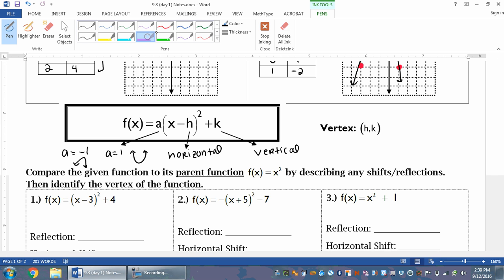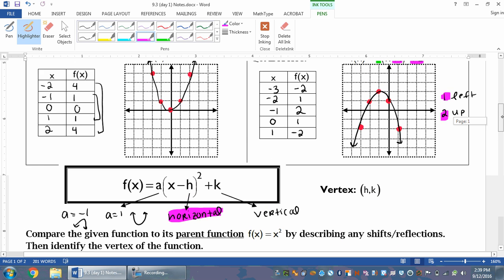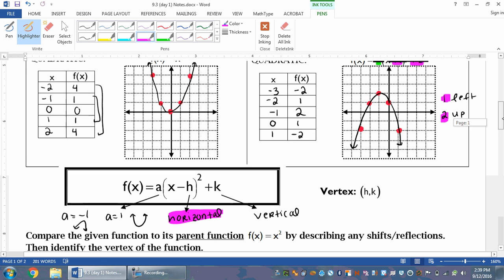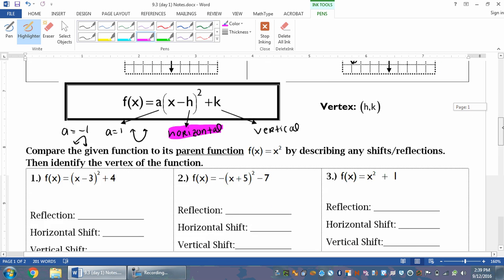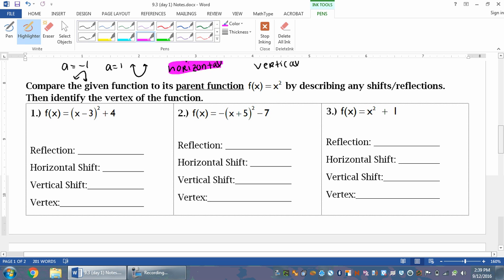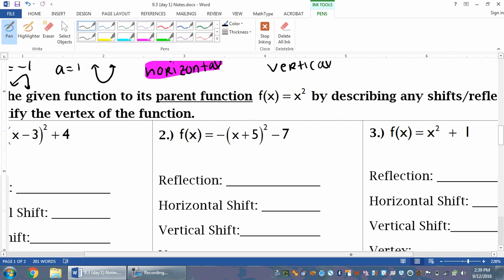Now remember, with the horizontal though, it's going to be opposite. So in this case, remember we would do the opposite sign for the vertex. So since it's plus 1, plus would be to the left, because remember it's opposite. So that's why we get left 1, and then anything with K remains the same. So what we're going to do is give you some general functions, and I'm going to determine these shifts in the class.